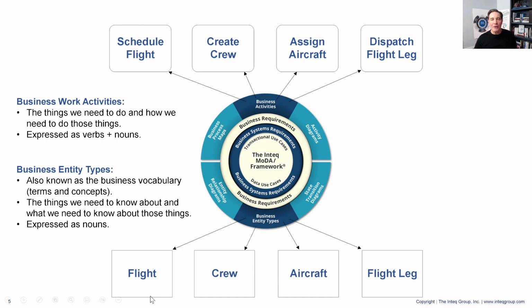Now, the bottom half of the framework is where we started back in part one. We talked about the nouns themselves. What's a flight? What's a crew? What's an aircraft? What's a flight leg? Right? Often these things are kind of fuzzy and ambiguous, and we want to understand what those things mean. I call that the business vocabulary.